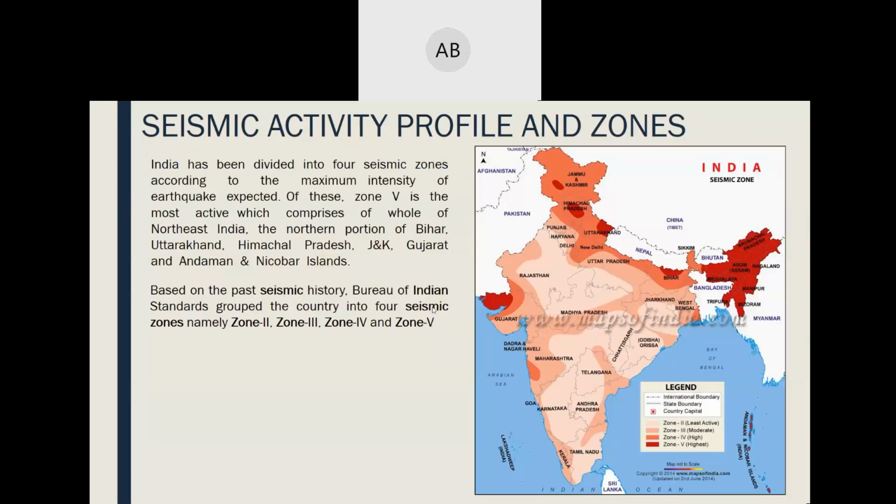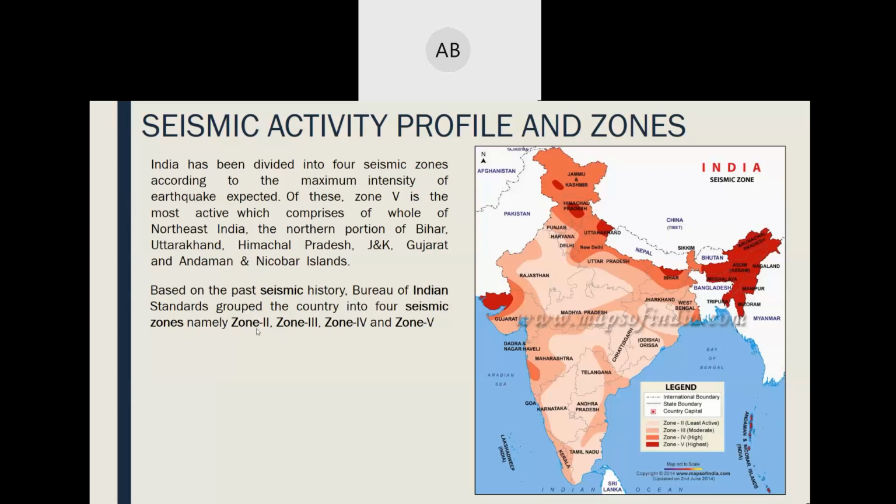So here on the screen, you see which parts of India are the more seismically active regions. Like the flat map, here also you have the seismic zone map, or seismically active map, of the country. Based on the past seismic history, the Bureau of Indian Standards has grouped the country into 4 seismic zones. So why 4?